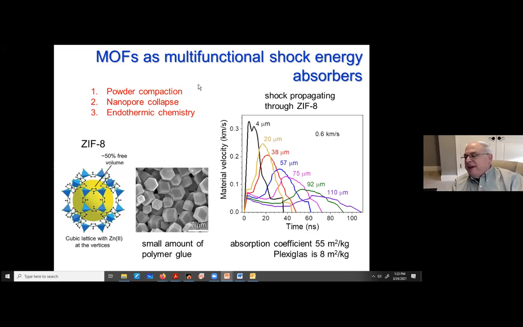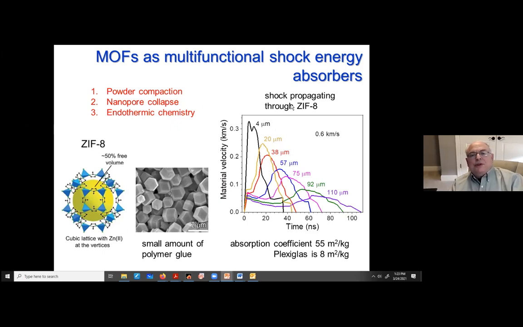I like to think of powder compaction as sand. If someone's shooting at you, hiding behind a sandbag is really good. Nanopore collapse, I like to think of as a sponge or foam or a mattress, okay? And then the third thing that's really never been done before is endothermic chemistry. Our concept was that when you smash this stuff, you can break a lot of chemical bonds, and that's the third mechanism for absorbing shockwave energy.